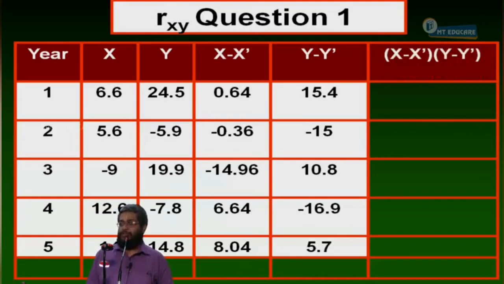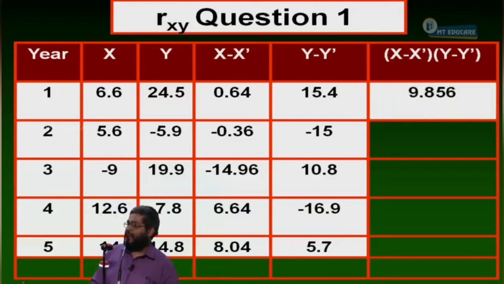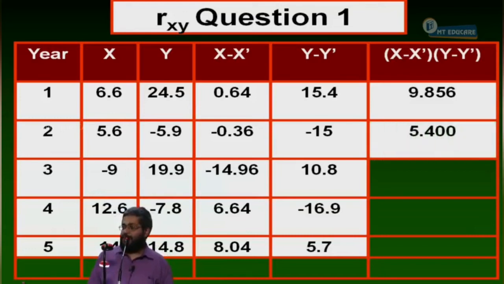Here signs are very important because when I square it, sign will vanish. When I multiply two numbers, sign will persist. The sign only shows positive and negative correlation. Are you following or not? Now, tell me 0.64 into 15.4 gives you how much here? 9.856. Minus 0.36 into minus 15 will become plus or minus? A plus. How much is it?